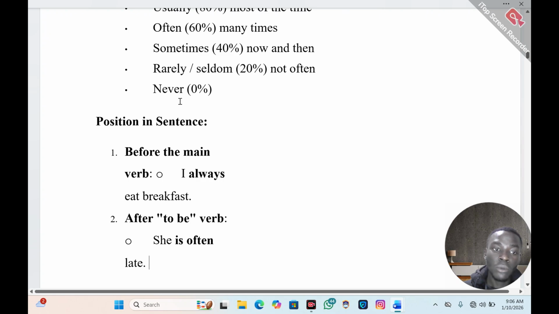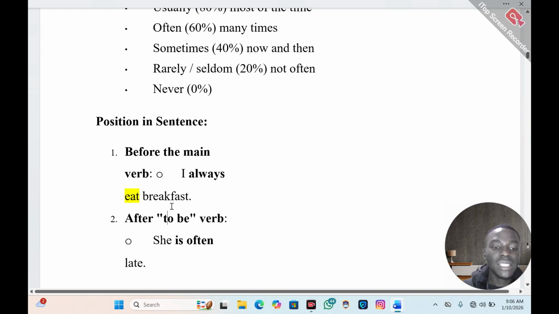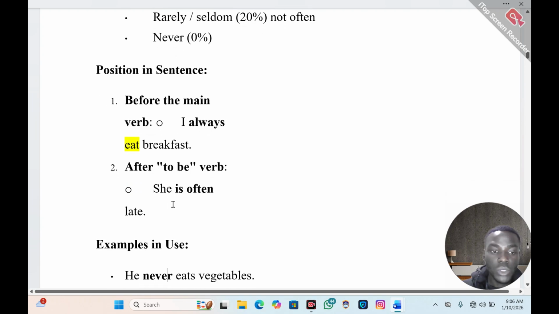Now, we put this adverb of frequency before the main verb. For example, I always eat breakfast. So we put always before the main verb. The main verb here is eat. The verb to eat is the main verb in this sentence. I always eat breakfast. So we use the adverb of frequency before the main verb.